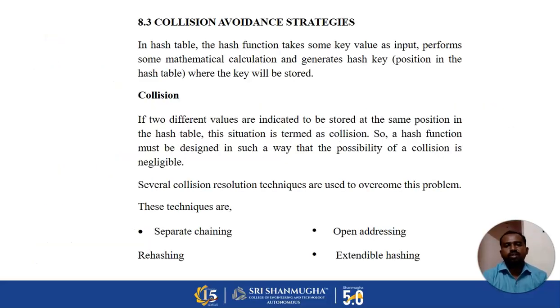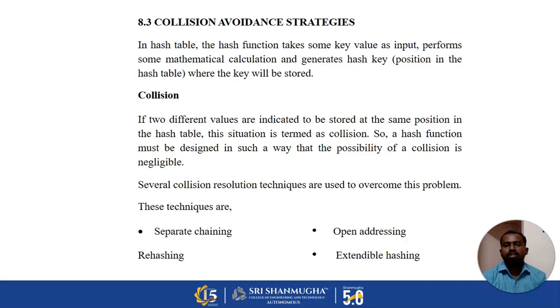Next, collision avoidance strategies in hash tables. The hash function takes some key value as input, performs some mathematical calculations, and generates the hash key, the position in the hash table where the key will be stored. Collision: if two different values are to be stored at the same position in the hash table, this situation is termed a collision. So the hash function must be designed in such a way that the possibility of collision is negligible.